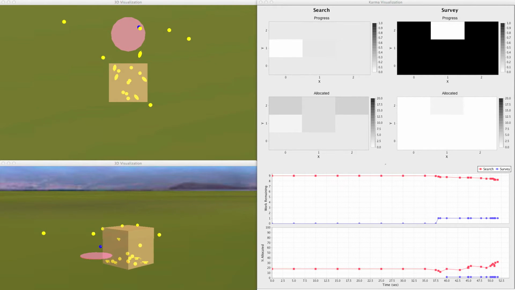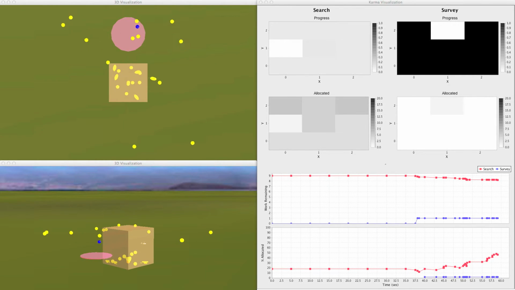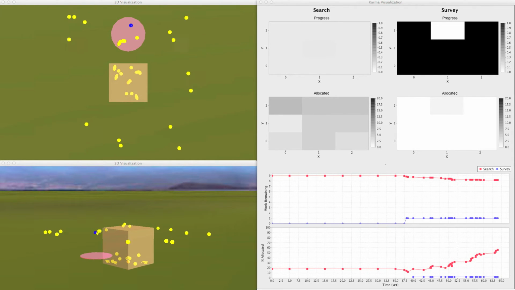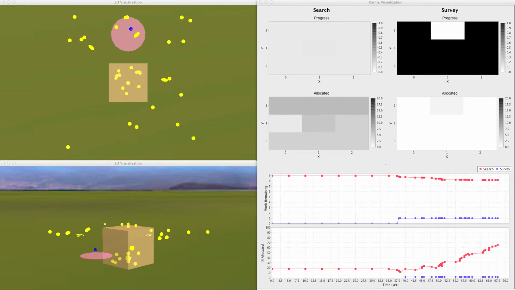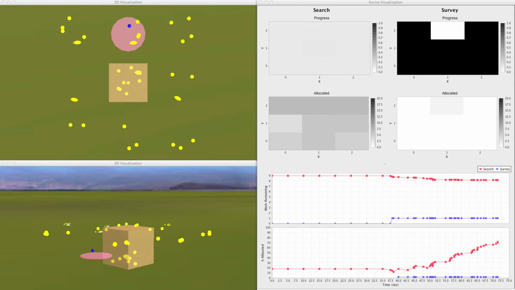The right-hand side of the console shows the current state of the Karma application. For this application, there are two behaviors that need to be performed, search and survey. The search behavior looks for patches of flowers that may be of interest, while the survey behavior attempts to land on the flower for closer inspection.